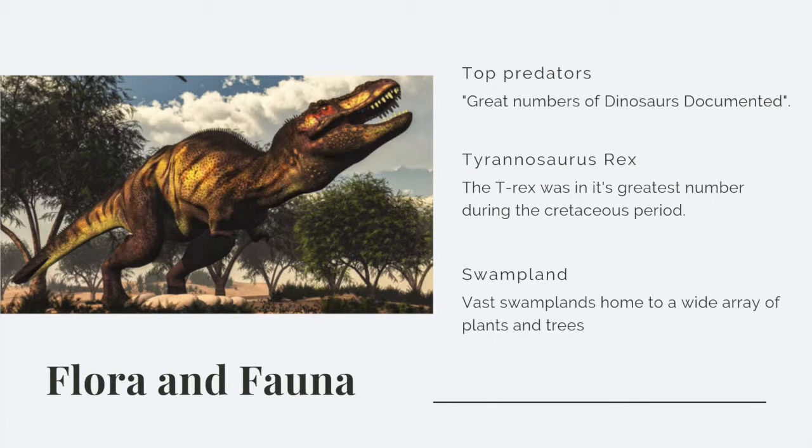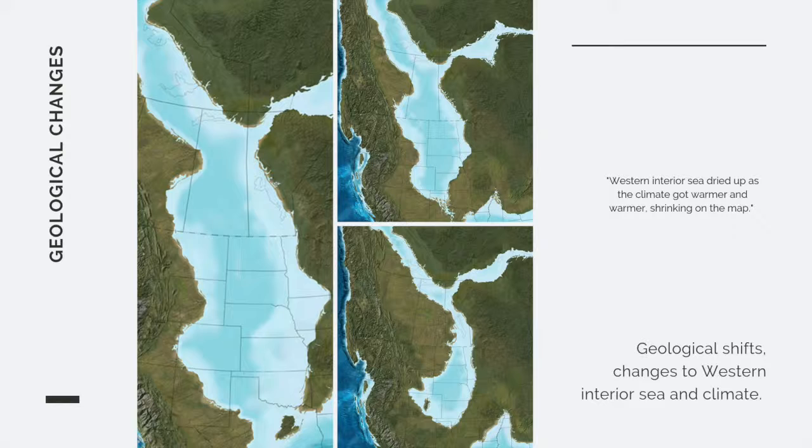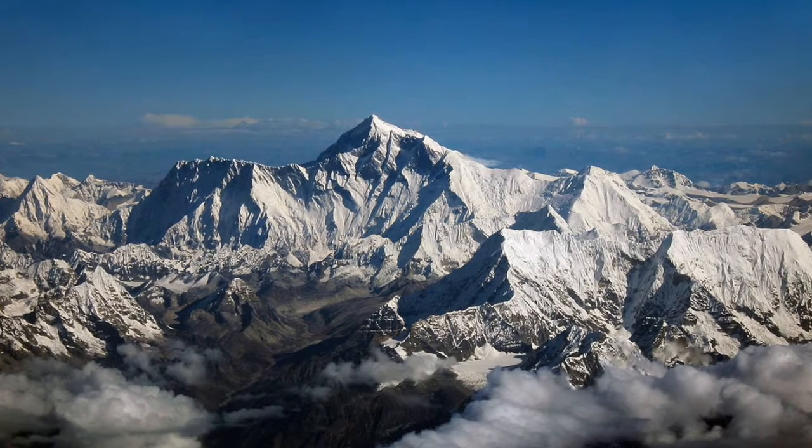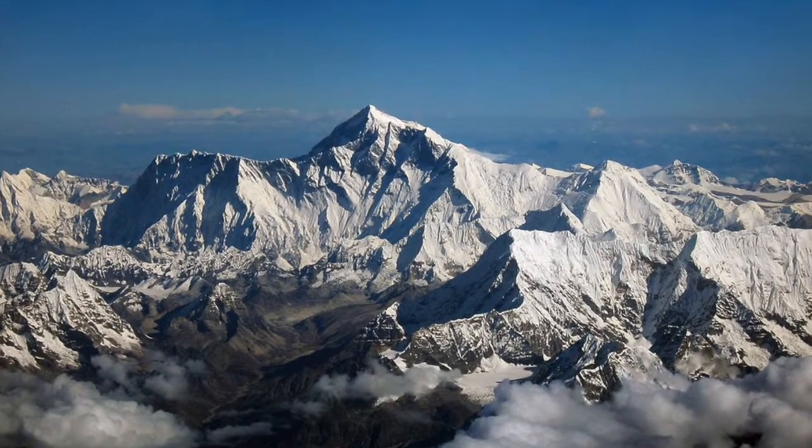Dinosaurs were the top predators on Earth during the Cretaceous. Laramidia had the greatest number of Mesozoic-era dinosaurs documented, including the dinosaur colloquially known as T-Rex, which dominated the landscape. The West Coast underwent major geological changes over time, such as the Western Interior Seaway causing a partition in the continent and the eventual formation of the Rocky Mountains, which started as a colossal trough.